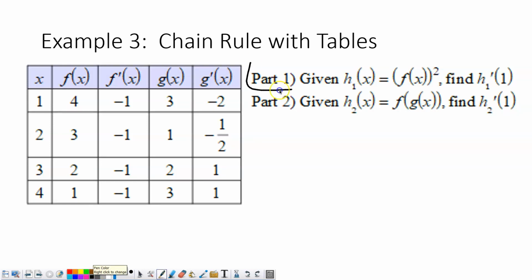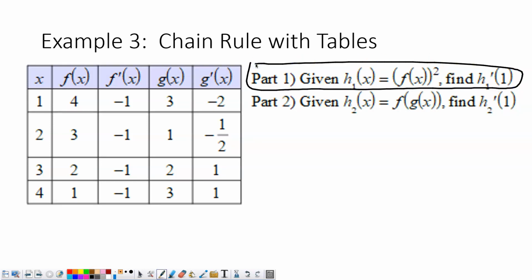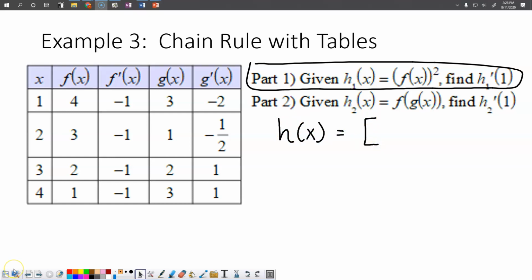Let's go ahead and do part 1 now. So h of x is equal to the function f of x being squared. In this case, we have an inside function, which is f of x. That's my inside function. And then my outside function is the quantity squared.